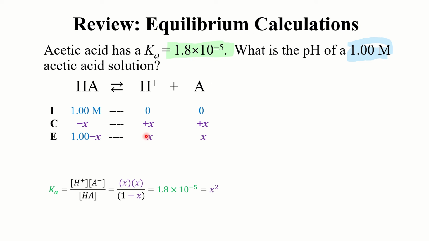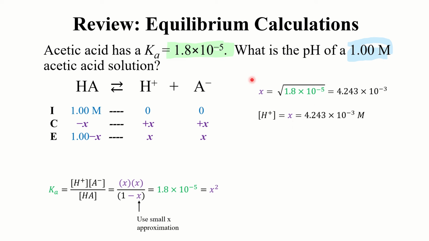We can plug these values in. x is plugged in for H plus and A minus, 1 minus x plugged in for HA. All of this is equal to that Ka value. So this expression is equal to 1.8 times 10 to the negative fifth. What I want to note here is that we can use the small x approximation because this value is times 10 to the negative fifth. We can essentially cross out the minus x, and so this functionally just leaves us with x squared equals 1.8 times 10 to the negative fifth. Therefore, x equals the square root of 1.8 times 10 to the negative fifth. So x is equal to 4.243 times 10 to the negative third.